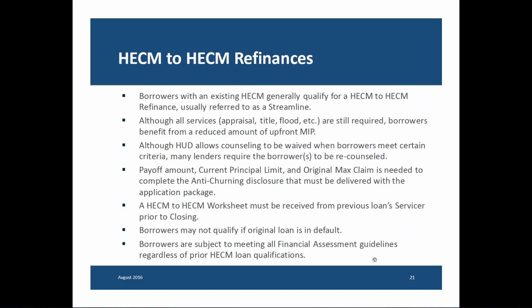Now, the two niches that I mentioned, this is the first one, HECM to HECM refinances. Borrowers with an existing HECM generally qualify for a HECM to HECM refinance. It's usually referred to as a streamline. Although all services are still required by borrowers, the borrowers do benefit from a reduced amount of upfront MIP. So for example, if they paid $8,000 the first time for MIP, and today it would be $10,000, they only actually pay the $2,000 difference. They don't pay the $8,000 then and $10,000 now. They just pay the difference, which would be $2,000.